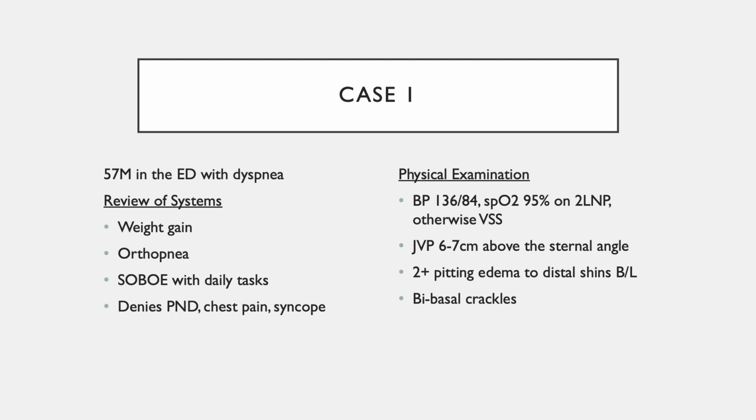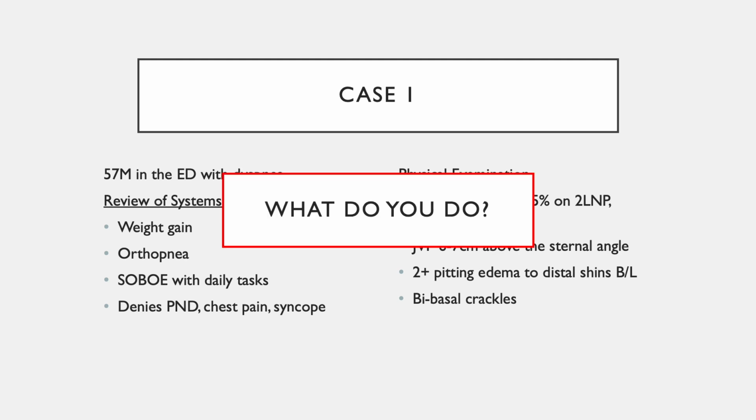The first patient here is a 57-year-old male in the emergency department presenting with dyspnea. He notes progressive weight gain, orthopnea, and shortness of breath on exertion, but denies PND, chest pain, or syncope on history. On exam, the pertinent findings are that he is vitally stable on 2 liters of oxygen, has a mildly elevated JVP, 2+ pitting edema to the distal shins bilaterally, and bibasal crackles to the lungs on auscultation. So the question is, what do you do? And of course, for the purposes of this talk, the answer is that we reach for our trusty ultrasound.